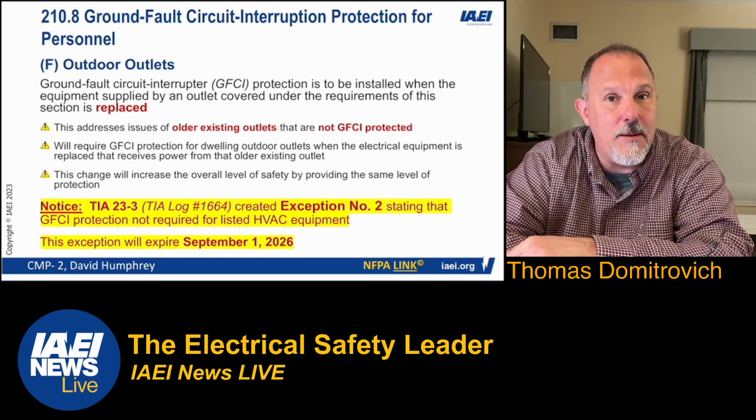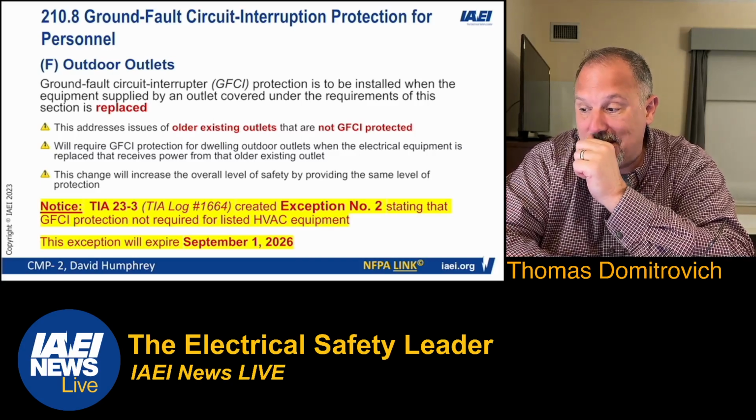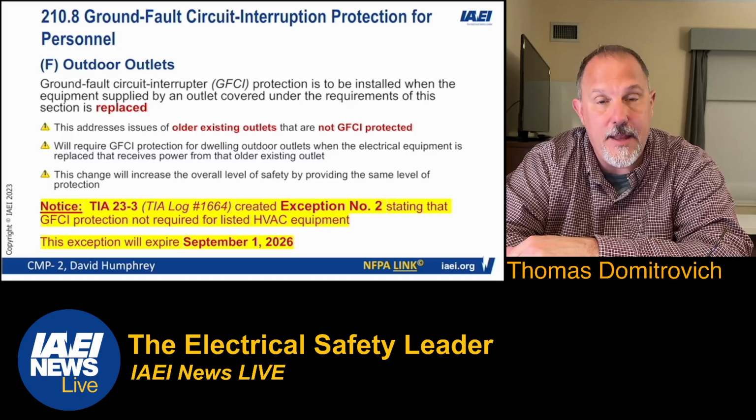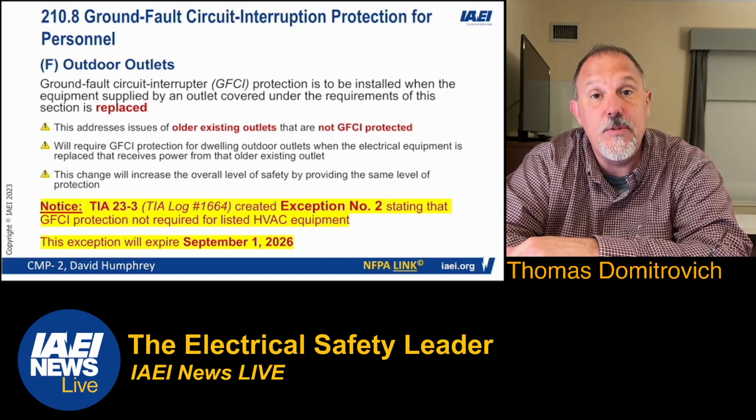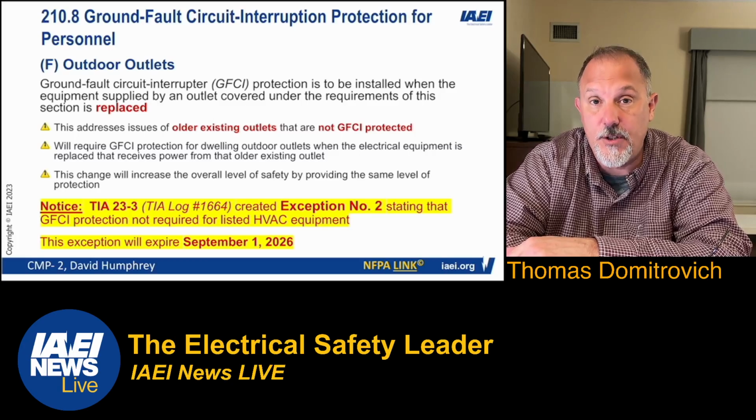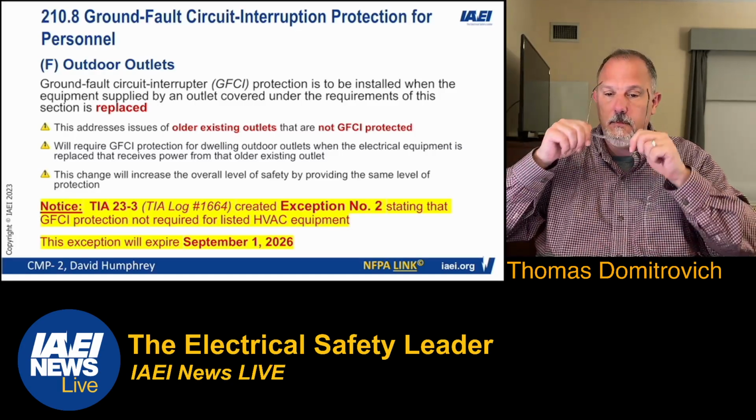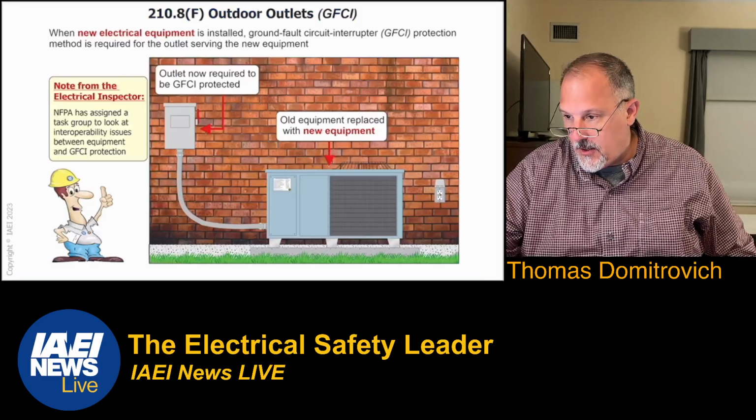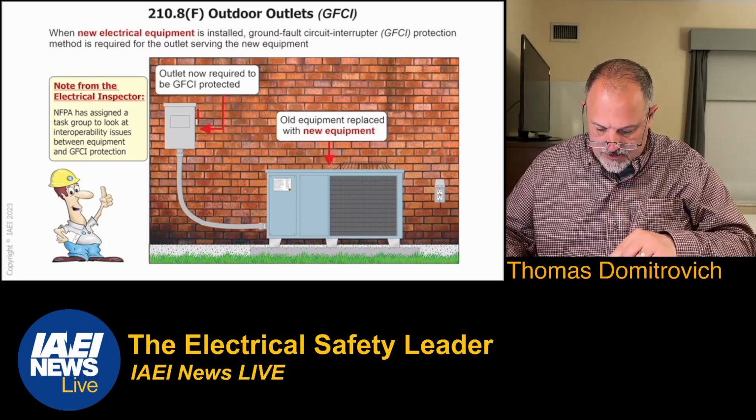This technical change was made by the Standards Council. They elected to put this in against the advisement from the technical committee to not go with listed equipment. They elected to do that. So if you have listed HVAC equipment, up until September 1st, 2026, you do not have a requirement for GFCI protection for that equipment. So you got a stay of execution, which is a good thing if you have compatibility concerns. So that exception, that TIA, is a part of the book. If you look in 210.8(F).